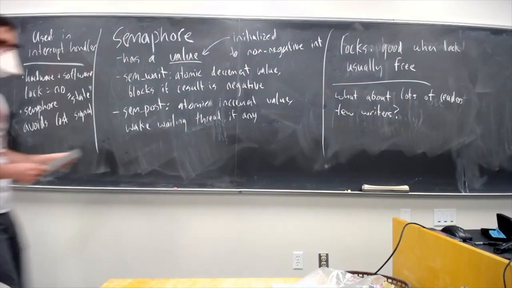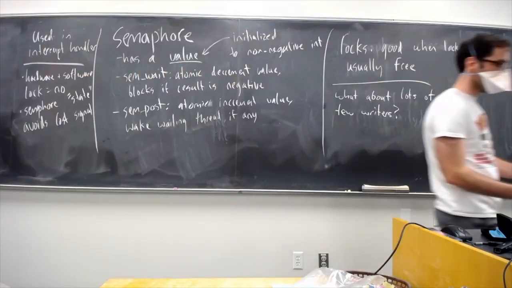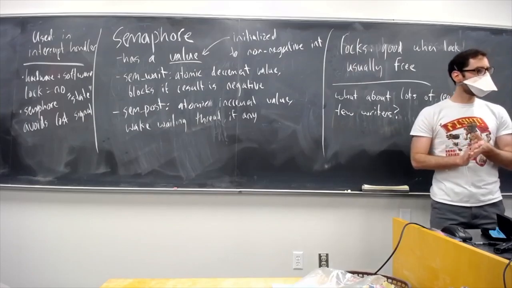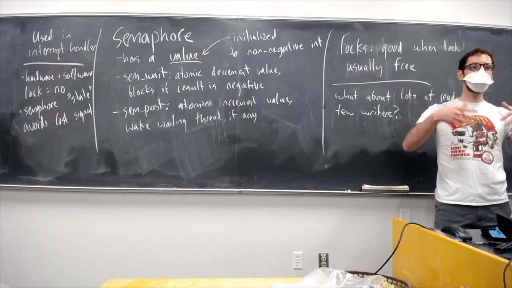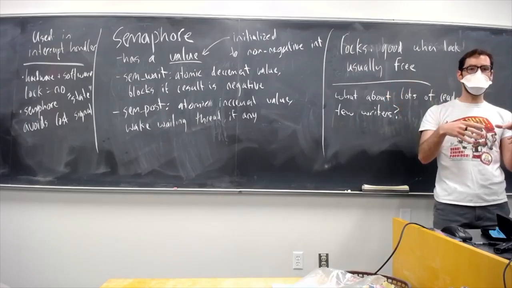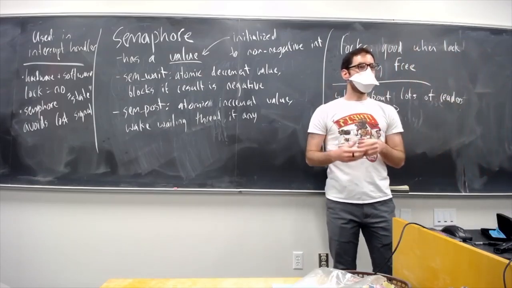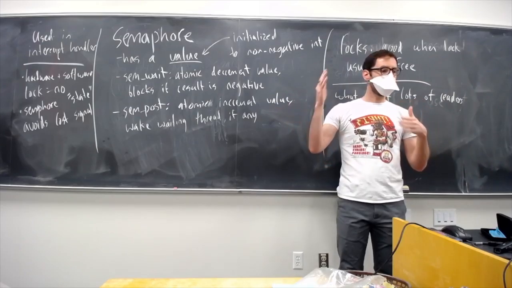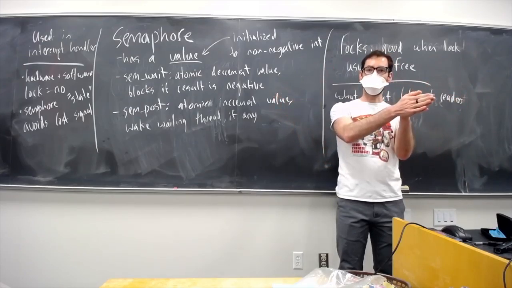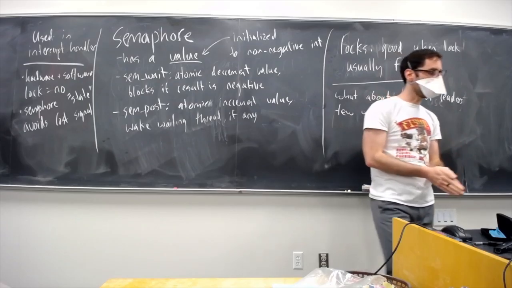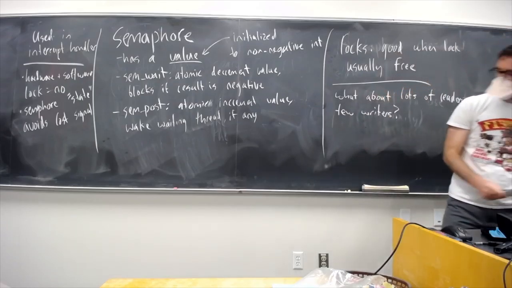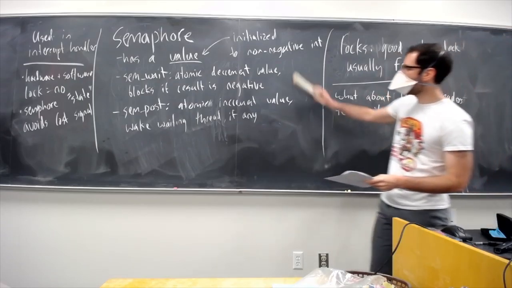The situation that I'm not going to talk about is what if we have tons of threads all trying to acquire a lock at the same time? This can create a performance bottleneck if threads on different processors are trying to acquire the same lock. And if you're curious about that, look at the notes.